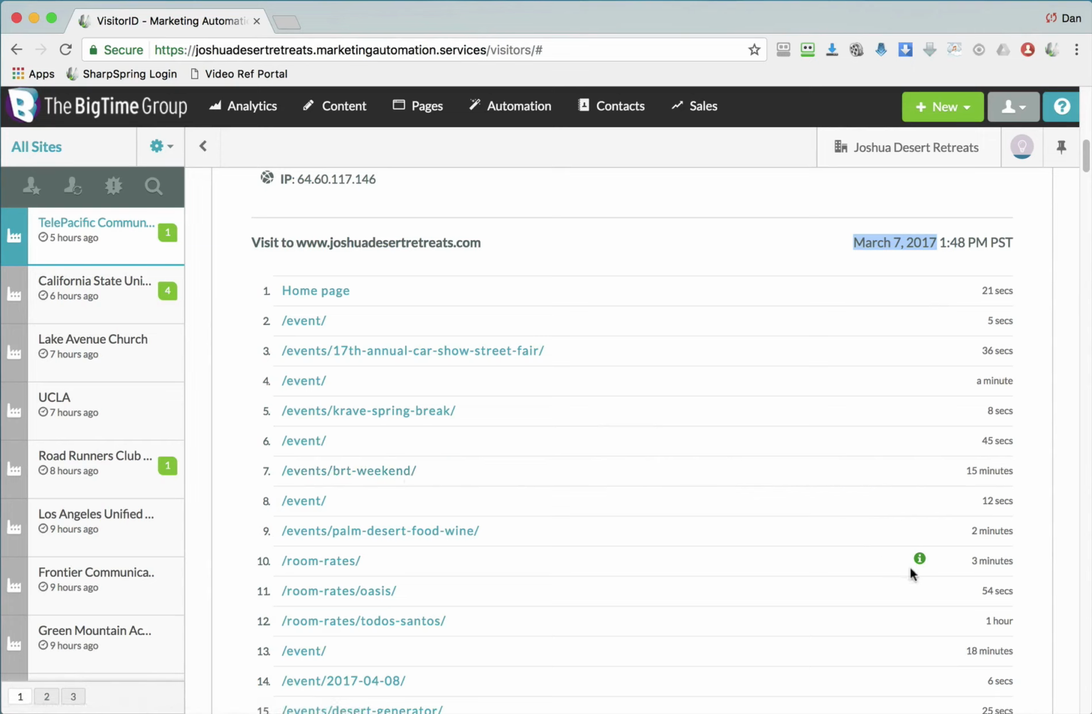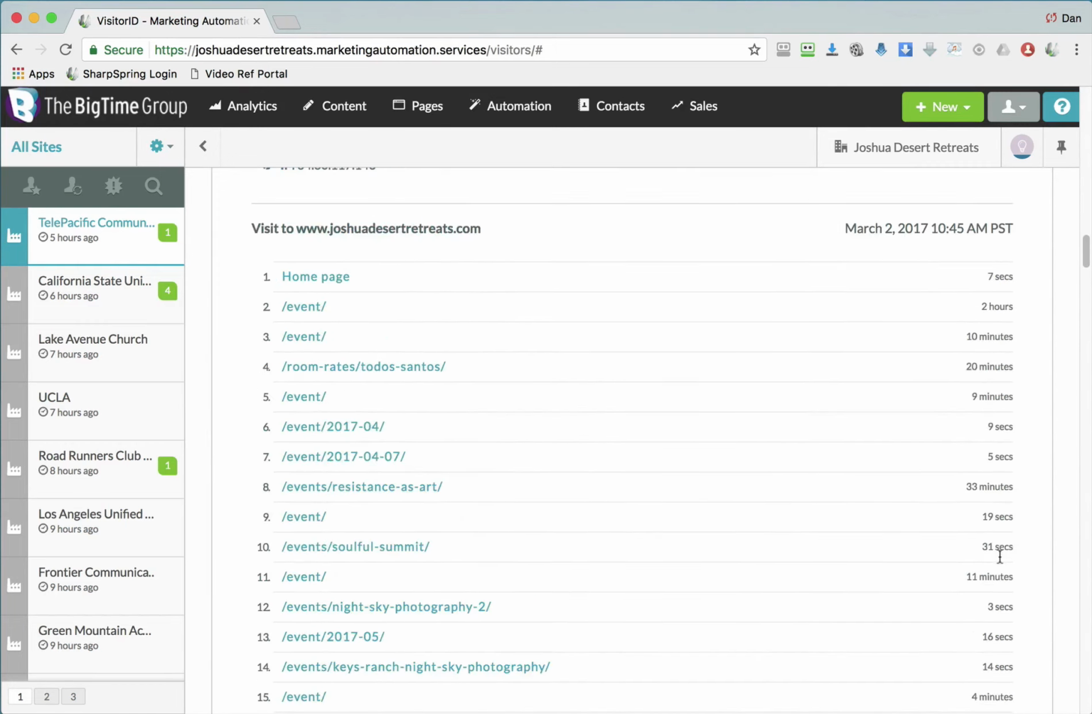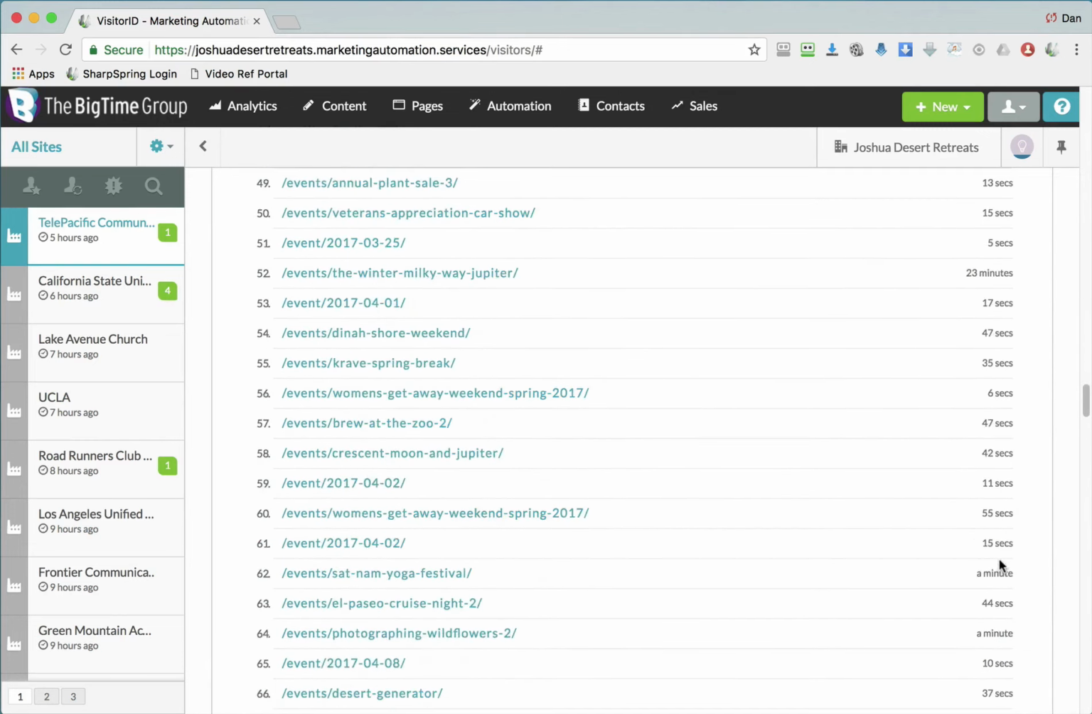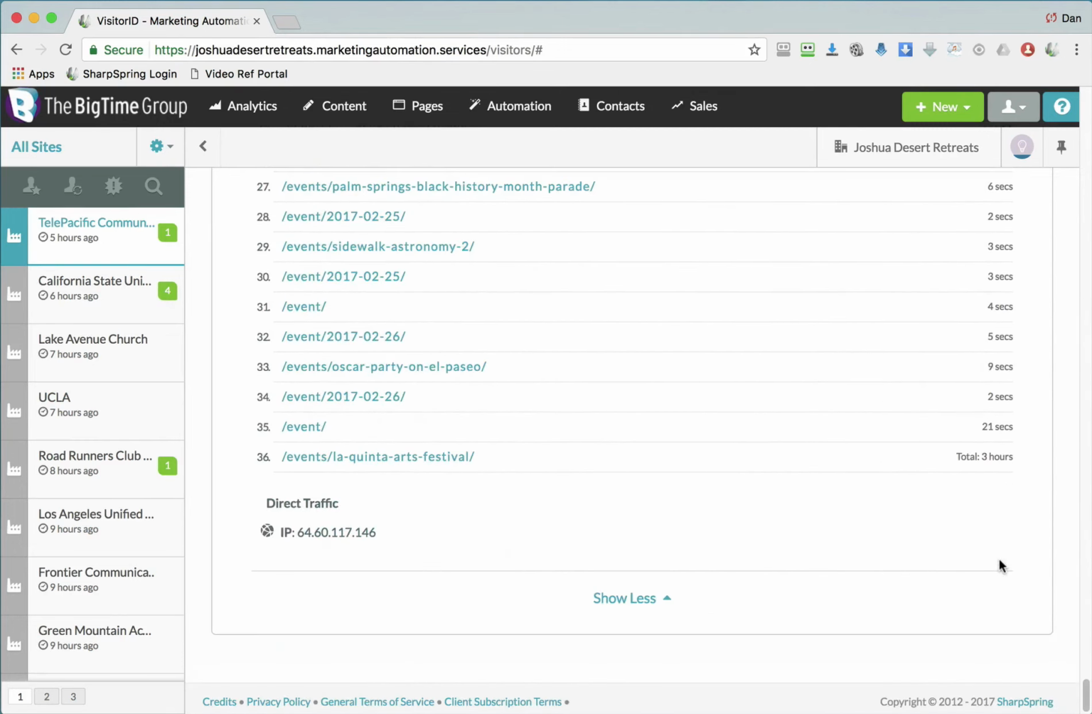And you see this little i. Room rates was added as an important page in the visitor ID setup. So we know specifically that somebody looked at this page and spent a little time on it. Three minutes in internet time is a long time. So it seems like they could be a very motivated buyer. See what happened on March 3rd, March 2nd, on and on and on. There was a lot of activity from this company.